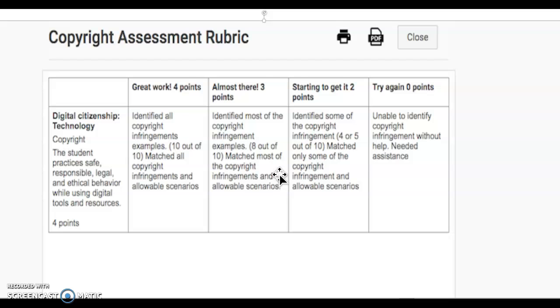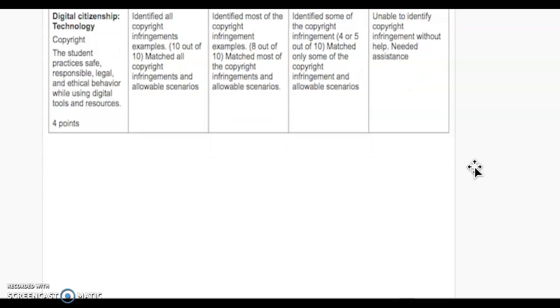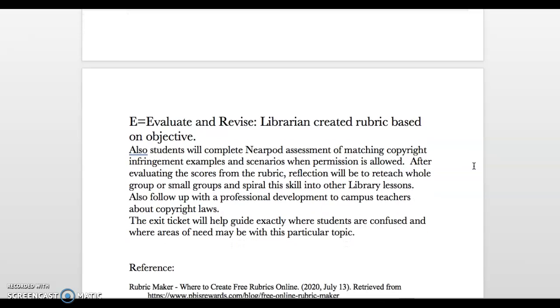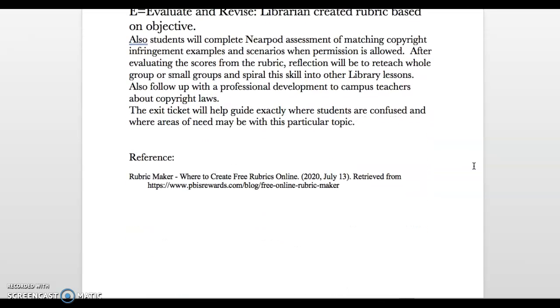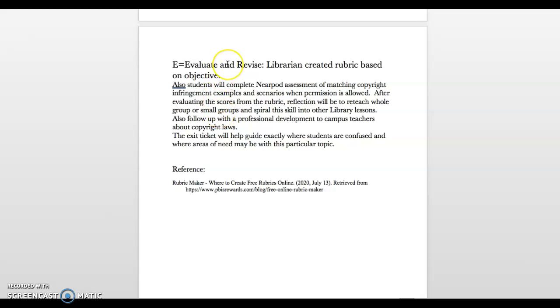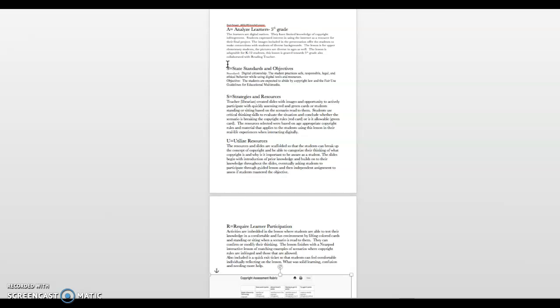And that's where I'd reflect on how I would be working with those students. Either it's going to be as a class, small group, maybe just individuals, or just spiral it into other library lessons. And I've also included the references. The rubric maker is where I was able to create the rubric, and I added the website of where I found it.